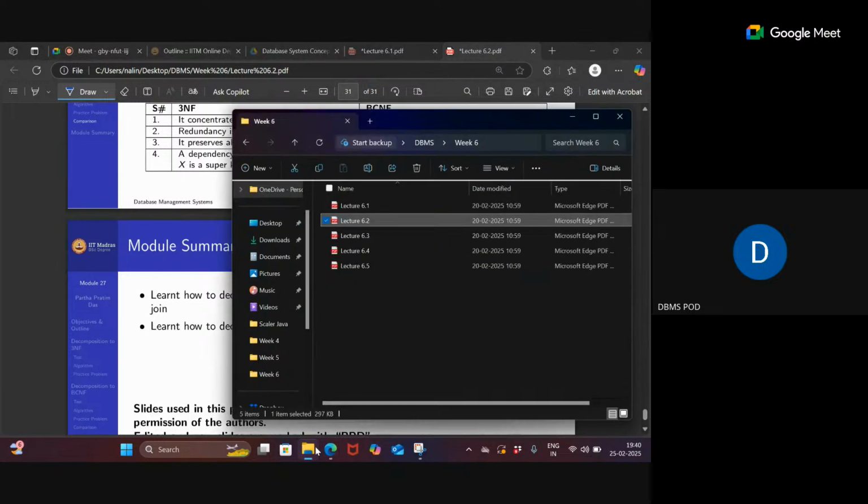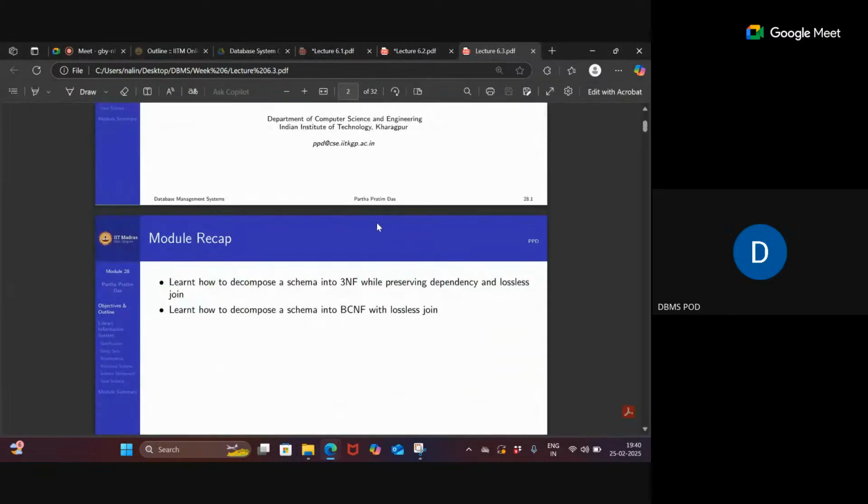And lecture 6.3 is about some examples. Is the BCNF decomposition clear, everyone? Whatever I have discussed till now, is it clear?